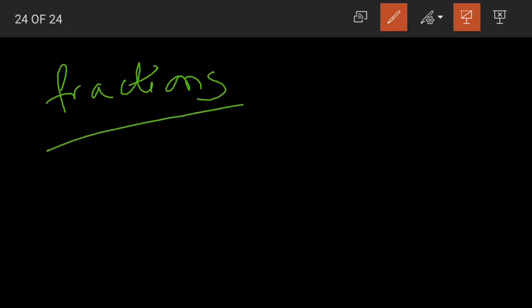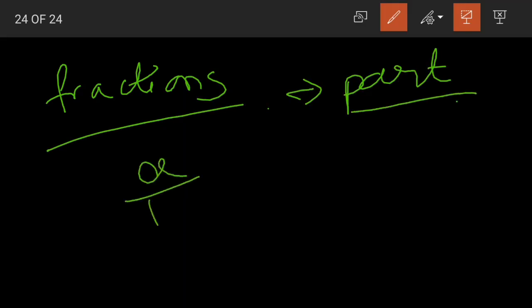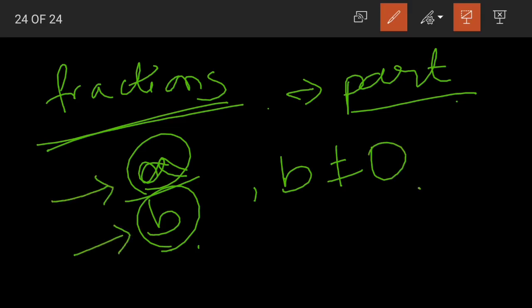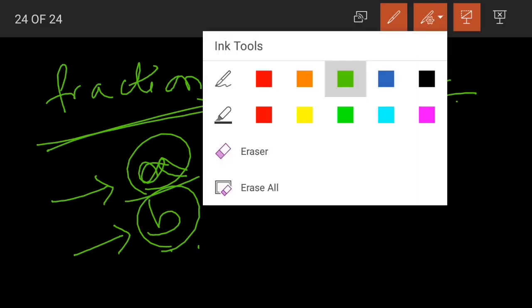Before going, let us revise what we have learned today. We've learned about fractions. What are fractions? Fractions are numbers used for expressing a part of a group. Any number in the form of a by b becomes a fraction, where a and b are both whole numbers and b is not equal to 0. Students, a is called the numerator and b is called the denominator.